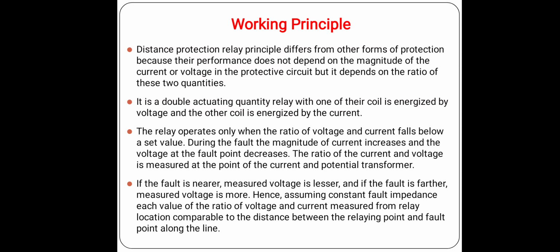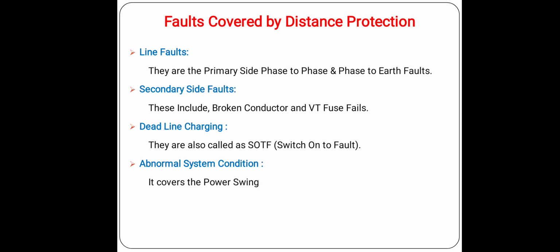So now next one is, what are the different types of faults covered under the distance protection. Here we will categorize them as line faults. That means primary side phase to phase or phase to earth faults are covered under the distance protection scheme. Another one is secondary side faults. That includes broken conductors, VT fuse fail, or other types of faults which occur on the secondary side of the transmission line.